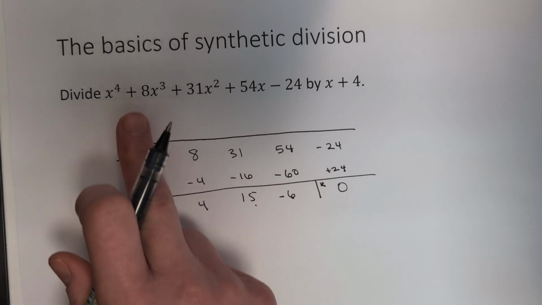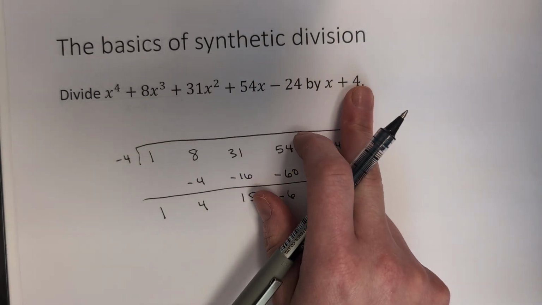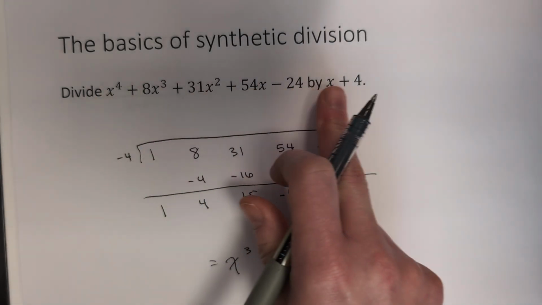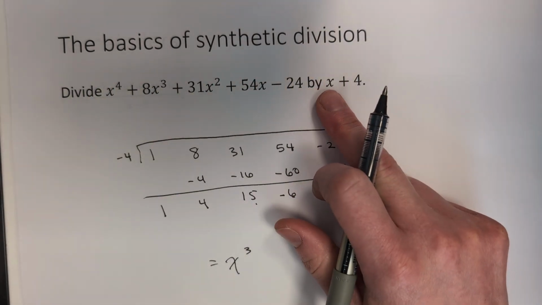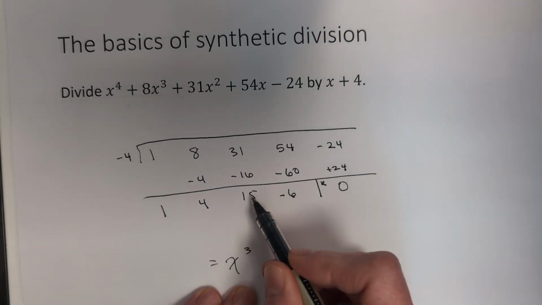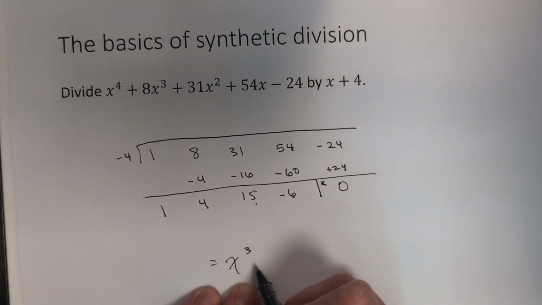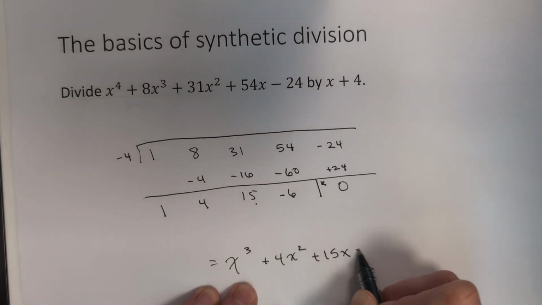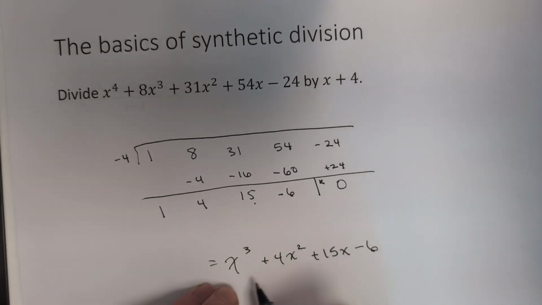So if I were to divide this polynomial by this linear polynomial here, you would get x cubed. We're always going down 1 because x to the 4th divided by an x is going to give something with an x cubed. So 1x cubed plus 4x squared, 15x minus 6 with no remainder.